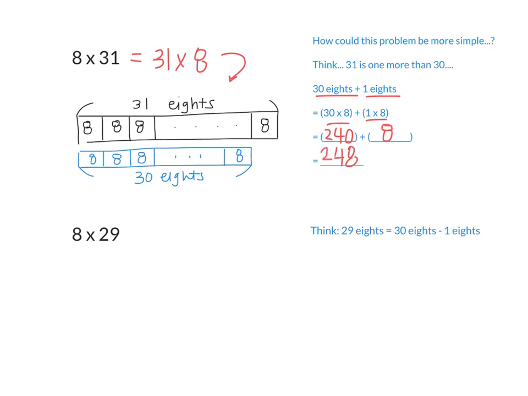Even though we're using mental strategies, though, we have to write out all of our thinking like what we did here. Okay, so we thought to ourselves, well, 31 eighths is the same as 30 eighths plus one more 8. And I know that 30 eighths is 240. If I add one more 8, that's just 8 more, because 1 8 is 1 times 8, or 8.